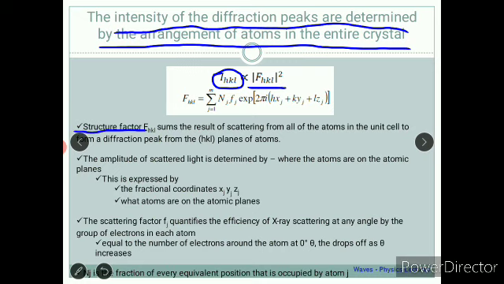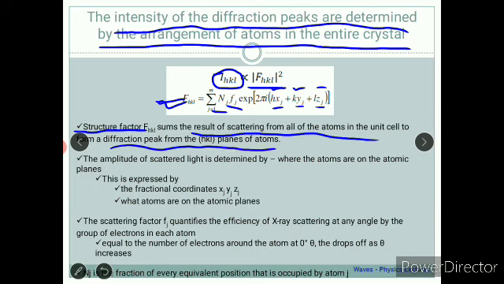So what is the structure factor? The structure factor can be written mathematically in this way, where there is a factor N_j, a factor f_j, and there are x_j, y_j and z_j, and of course the hkl. The only term we have already learned is hkl, the Miller indices. So F_hkl is the structure factor, which sums the result of scattering from all the atoms in a unit cell in a diffraction peak from the hkl plane of atoms. So it sums up all the hkl planes here, and the angle at which the diffraction peak comes out will decide what kind of constructive interference we are going to get.